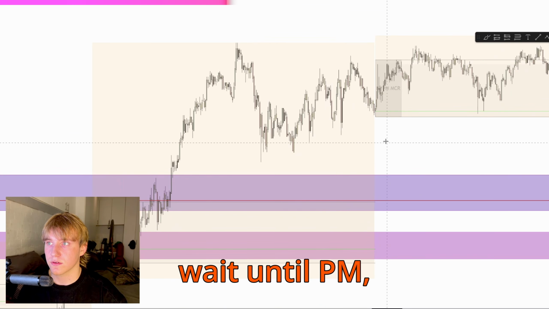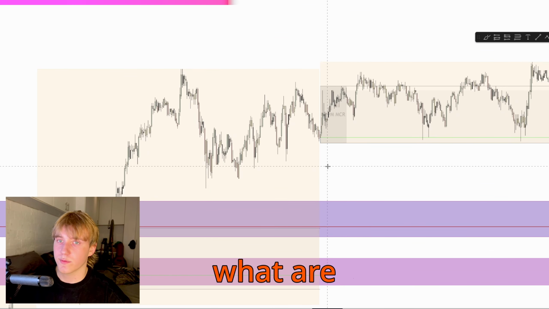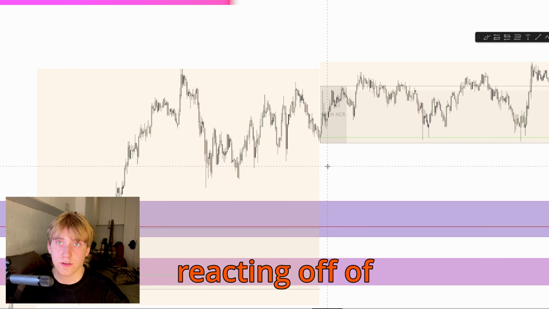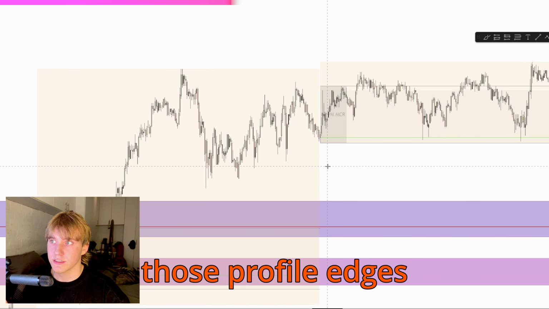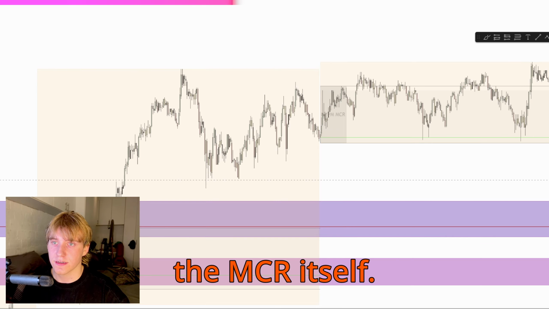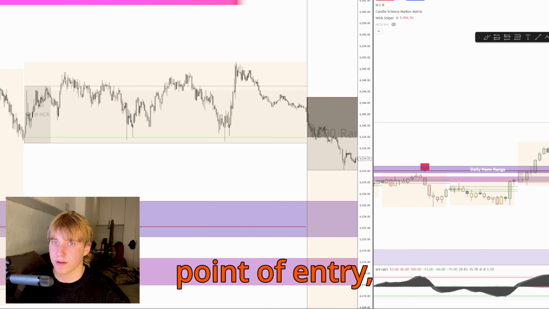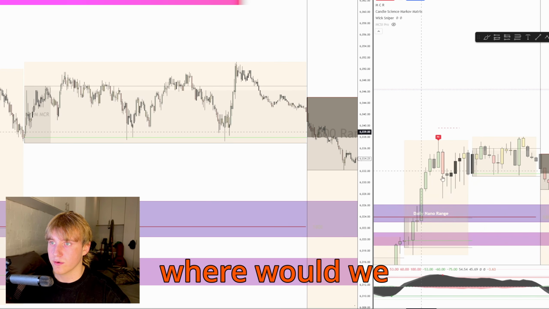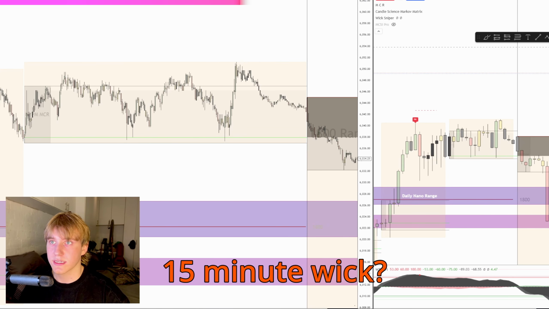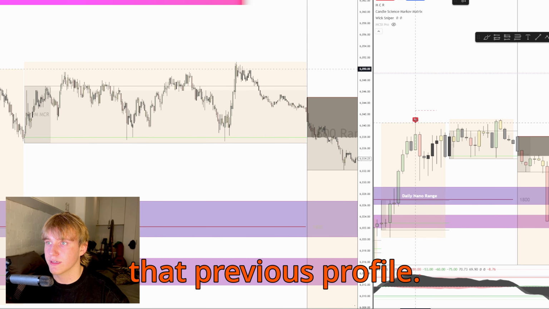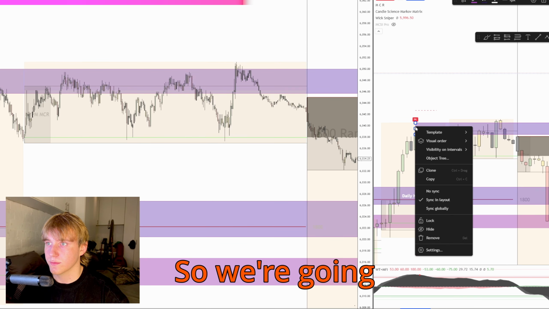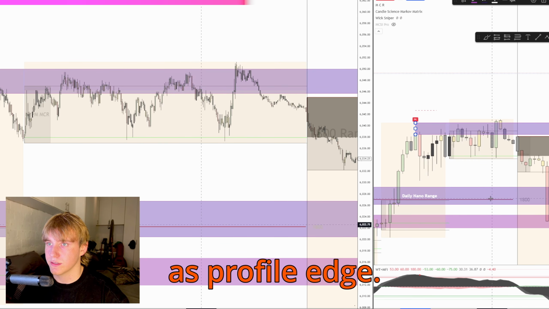So if we had to wait until PM, what are we going to be looking for price to be reacting off of? It's going to be those profile edges, or it's going to be the edges of the MCR itself. So if we were in PM and we had to get a point of entry, where would we find a 15-minute wick? It's going to be off of that previous profile. So we're going to mark that as profile edge.